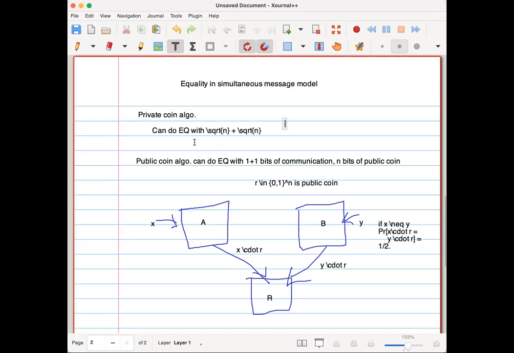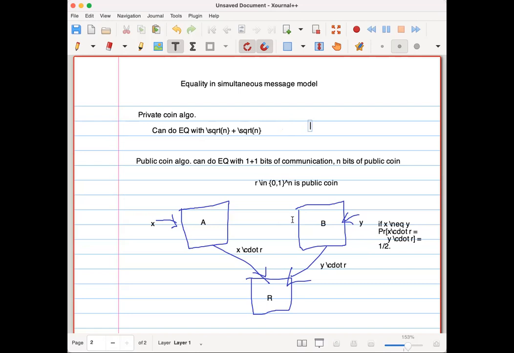I have a sort of look-ahead kind of question. Isn't there a way to turn public coins into private coins with some extra logarithmic communication or something? That does not work for the simultaneous model. But we'll have more to say about that.